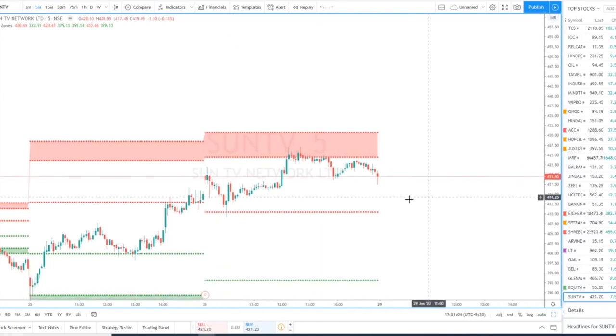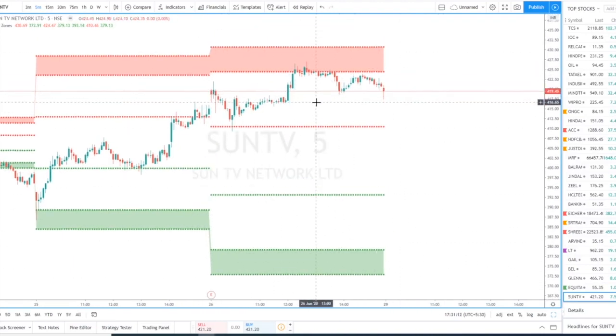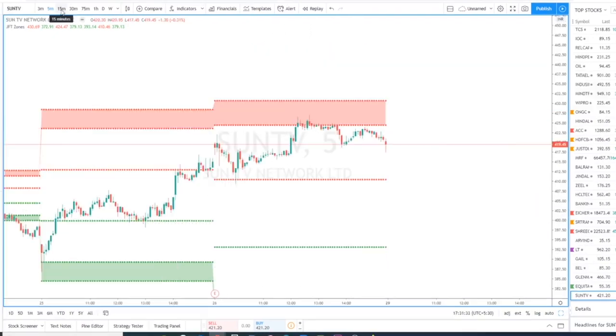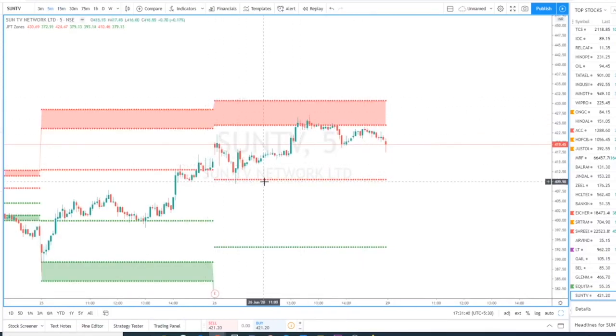these red zones and the green zone act as powerful reversal zones. So these zones act as a kind of supply and demand. Even the lines that you see here, the red line and the green line, can act as support and resistance. The beauty of this indicator is that no matter what time frame you use, the zones and the lines are the same.